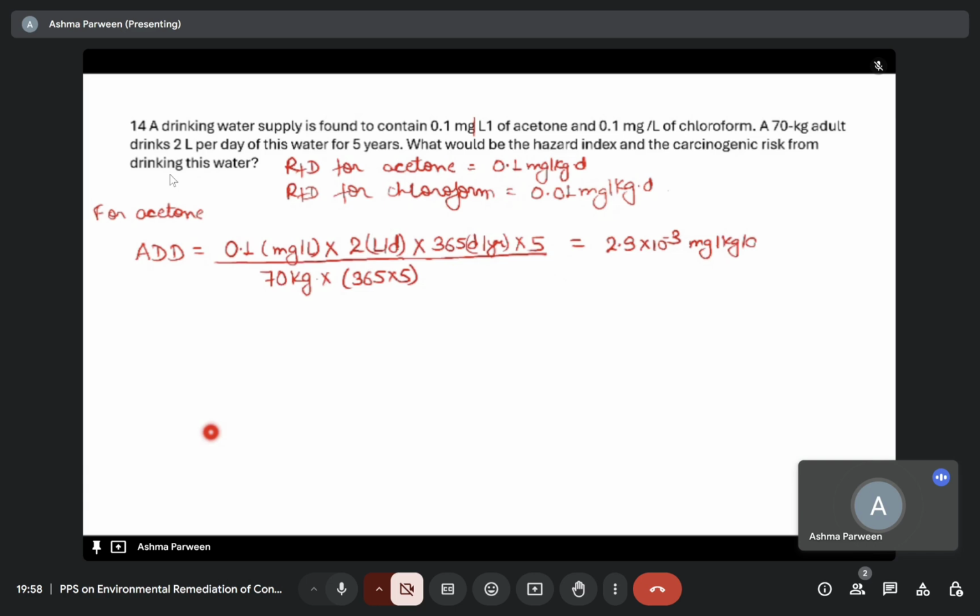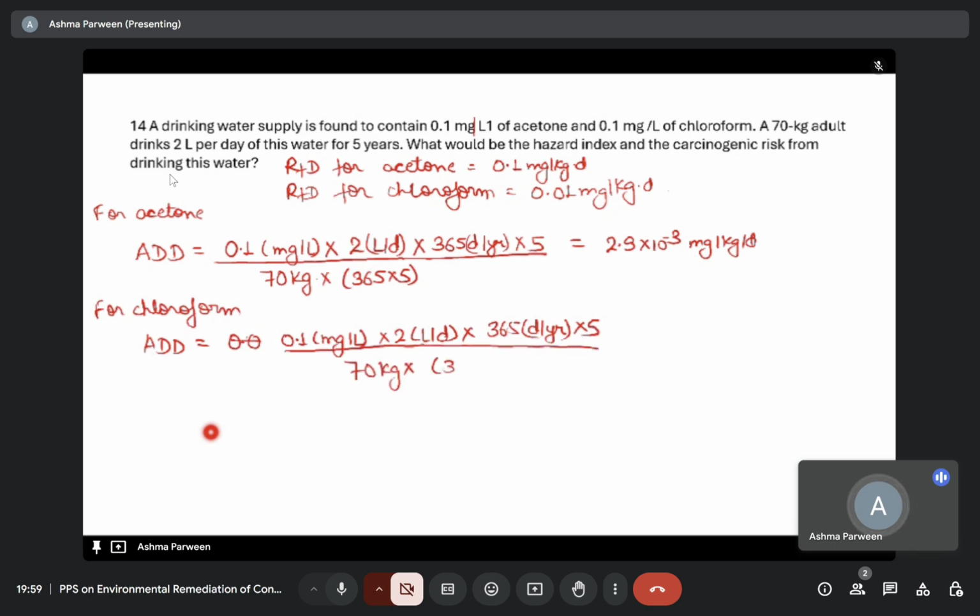Similarly for chloroform, we will be finding the average daily intake. The concentration is the same for both, it is 0.1 only, milligrams per liter. Ingestion rate is 2 liters per day. Exposure frequency will be 365 days per year. We have to find out for 5 years, divided by average body weight, which will be 70 kgs, and the averaging time will be 365 into 5 years. So here also I think we are getting the same values, because concentration is the same and ingestion rate is also the same.